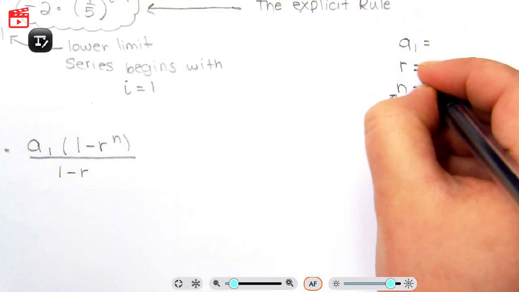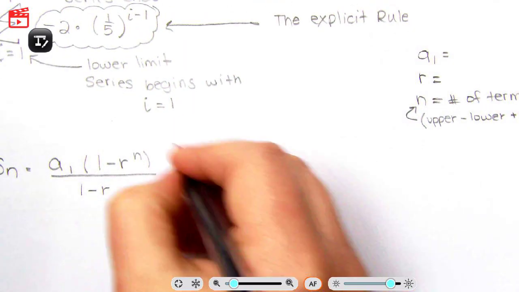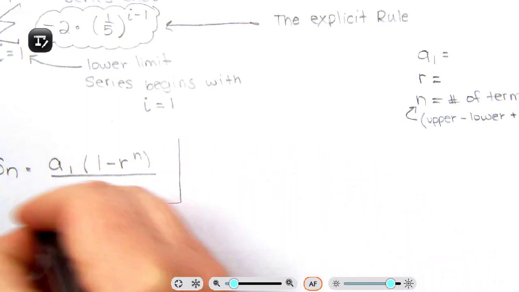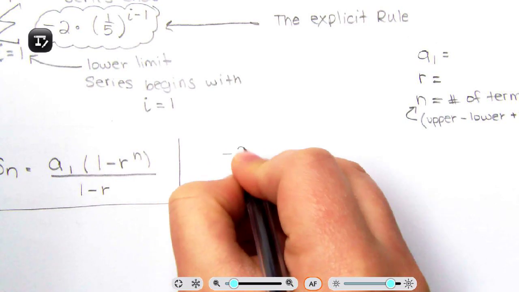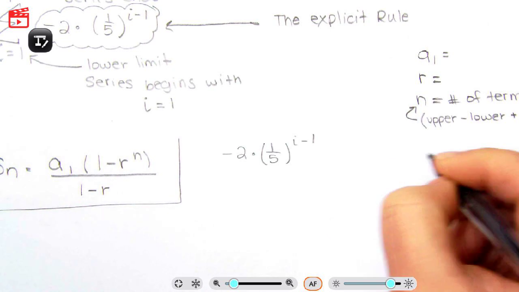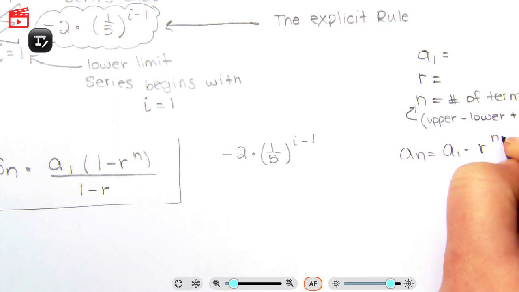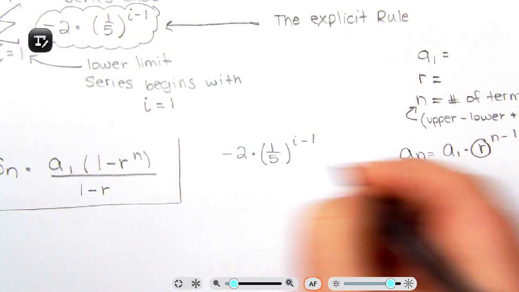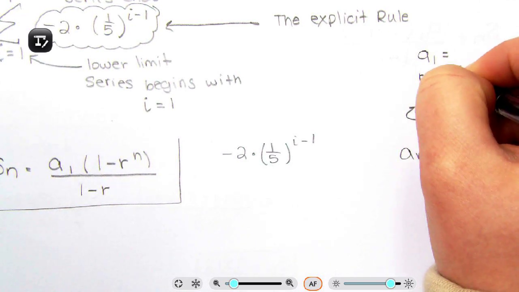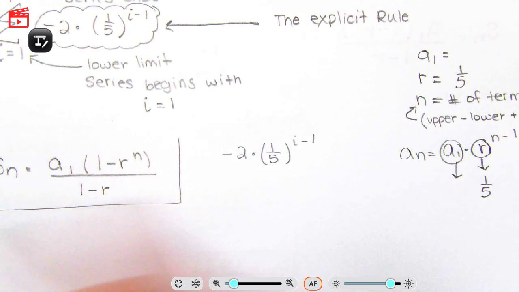Your r, you need to figure out r from your formula. So if we rewrite the formula, the explicit rule, we have -2 times 1/5 to the i minus 1. If you recall the formula, a sub n is equal to a sub 1 times r to the n minus 1. That means r, in this case, is 1/5. a sub 1 is equal to -2.